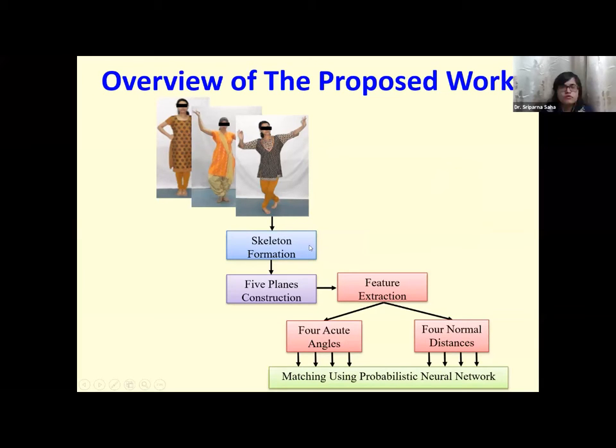After the skeleton is formed, we have constructed 5 planes, and from the 5 planes, features are extracted. There are 4 acute angles and 4 normal distances. Sorry, 8 features will be extracted: 4 in terms of acute angles and 4 are the normal distances. From these 8 features, probabilistic neural networks will be trained, and for the testing purpose that will be matched to identify which particular emotion is being depicted by the dancer. That is the overall proposed work.